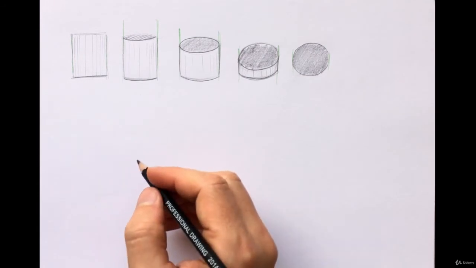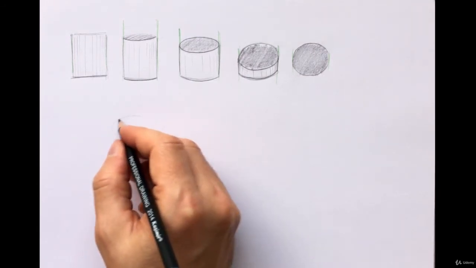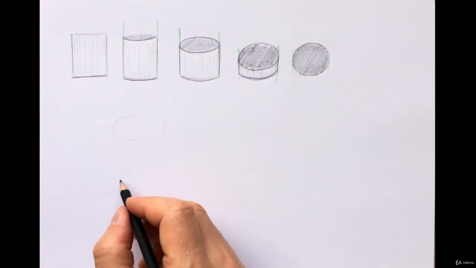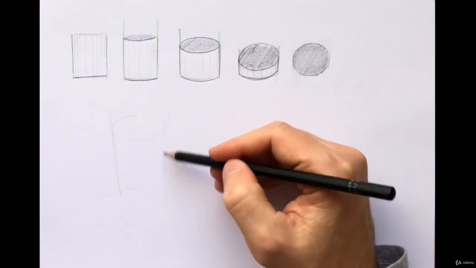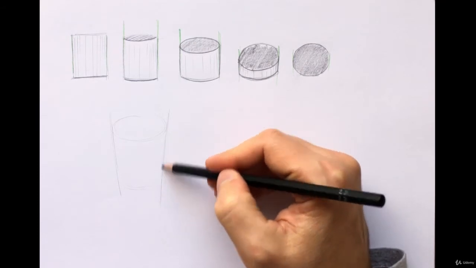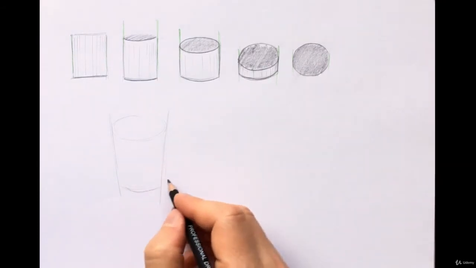A more realistic illustration would be to draw the cylinder in three-point perspective where verticals converge towards a vanishing point like this. As a consequence, the lower ellipse is getting smaller.